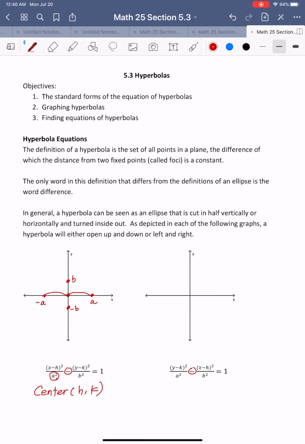Then you need to draw a rectangle this time, instead of the ellipse you have. Once you have the rectangle, we can draw the diagonal dashed lines, which make the asymptotes. And the hyperbola always comes from the vertex, which is a. So this is a hyperbola for this case.